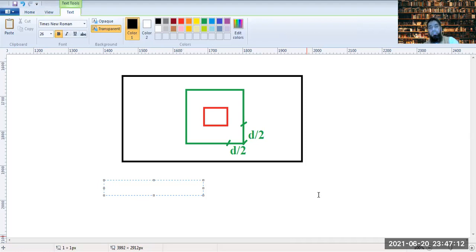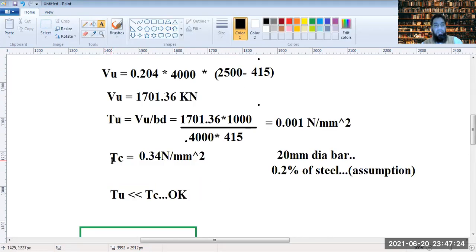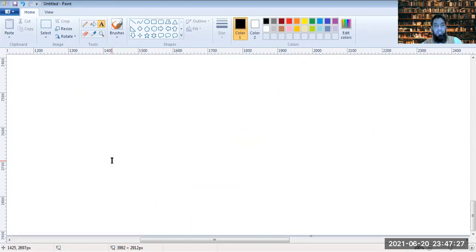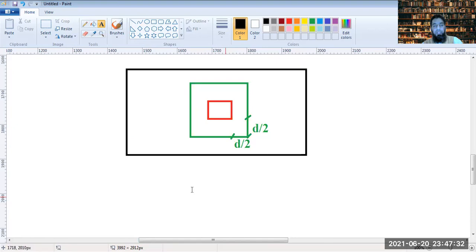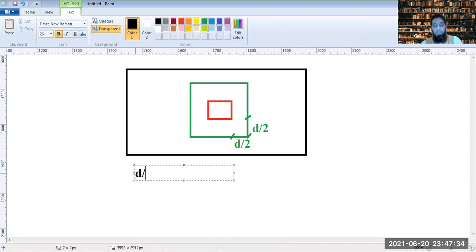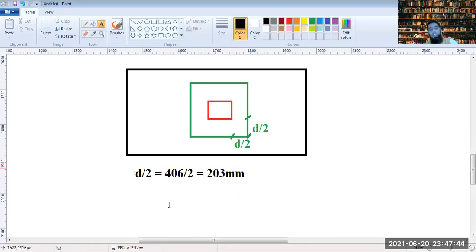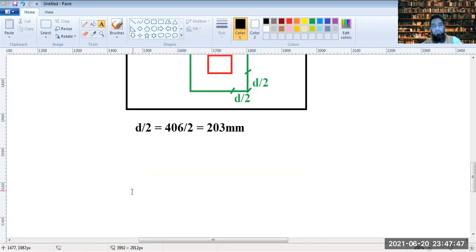Now for that, this would be at an average distance. What is the average distance that we calculated? Let's go back. That's 406 mm. So d by 2 is 406 by 2. That's 203 mm. So this value is 203.